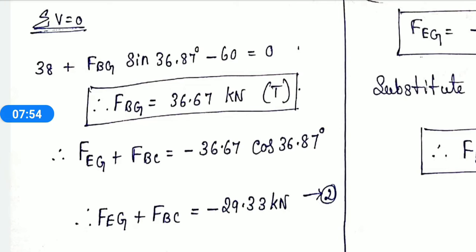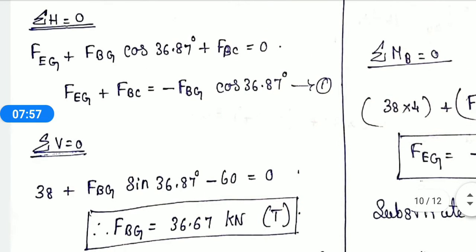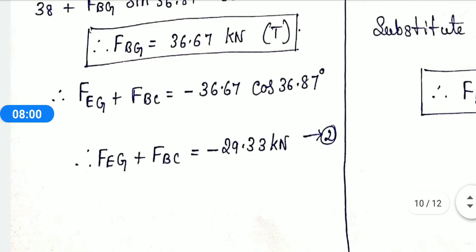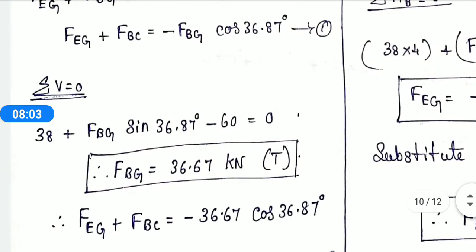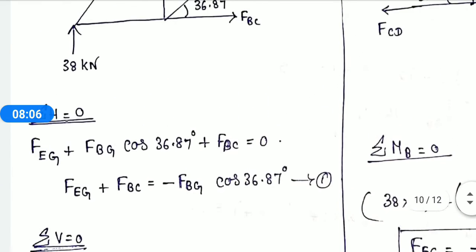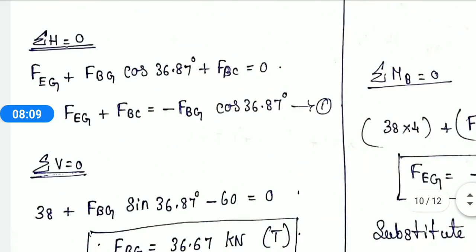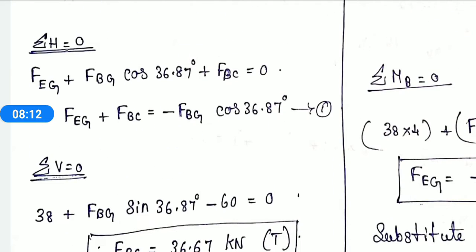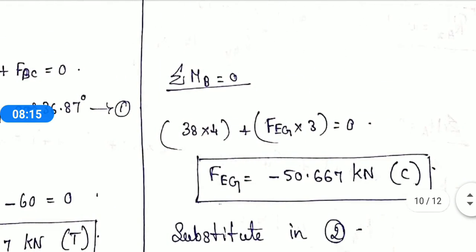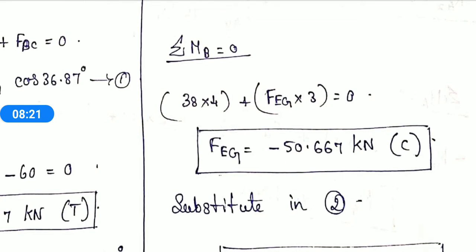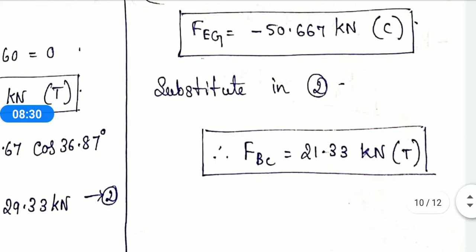After getting that, put the value of F of BG in the first equation and get another equation. Now you have to find three forces. Already you had substituted two equilibrium conditions, but one more force you have to find. For that I am taking the moment equilibrium condition also. When you find the moment, you will get the other force, that is F of EG equal to minus 50.667 kilonewton. That means it is a compression member. Substitute this in the equation to get F of BC value, that is 21.33 kilonewton. Since it is positive, it is a tension member.